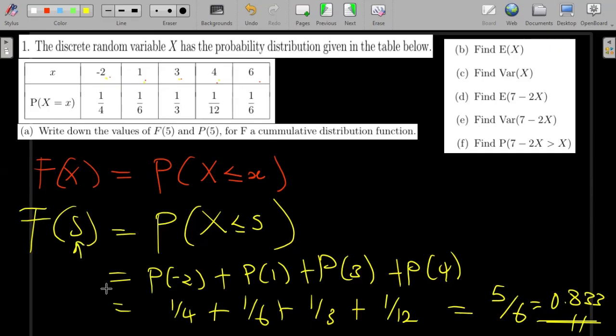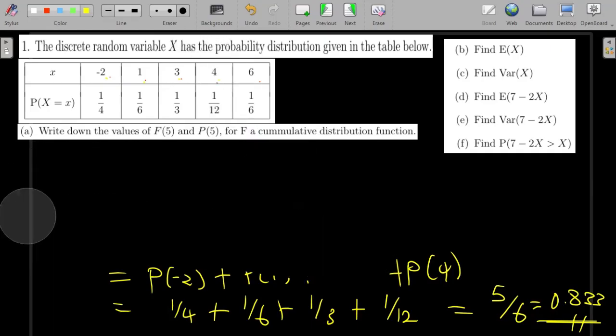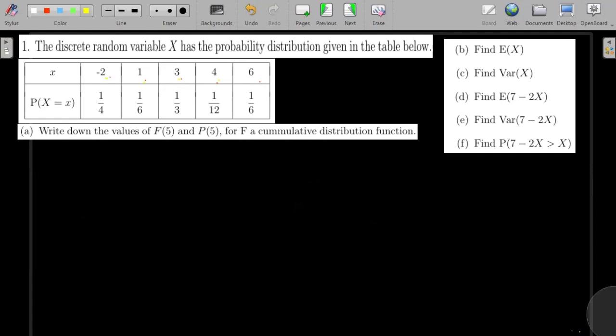So this here will be F(5), the cumulative probability of 5. All right, and then the other one there is find the probability of 5. So now, it's not the cumulative probability, it's just the probability. Can you see any 5 in these random variables? No, we can't see it. So the probability of 5 would just be 0 because we can't see it there. Okay, so the probability of 5 is 0. All right, we go to B.